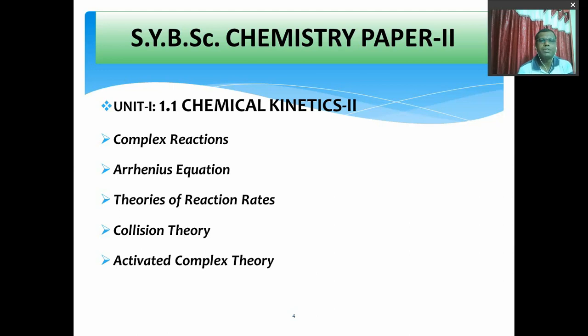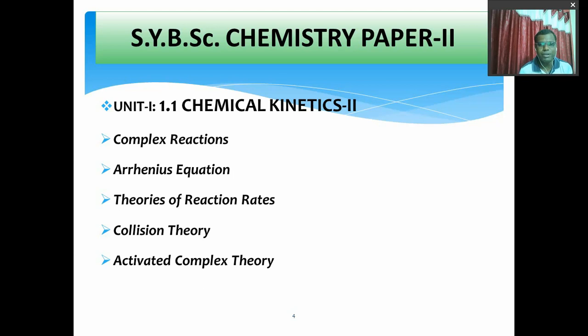Just like in FYBSc, where we studied that the rate of any chemical reaction depends upon various factors, one of the factors is the concentration of reactant. Rate law states that the rate of any chemical reaction is directly proportional to the concentration of reactant. But in addition to concentration, other factors are also responsible for the rate of reaction, and one of the most important factors is temperature. So temperature also decides the rate of reaction.